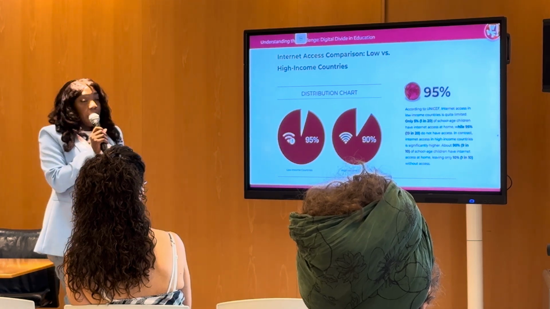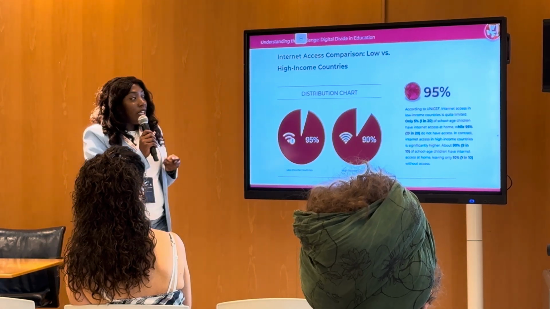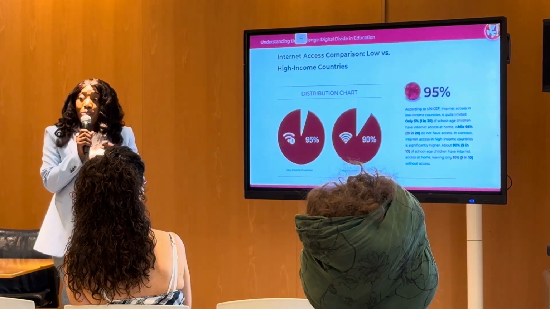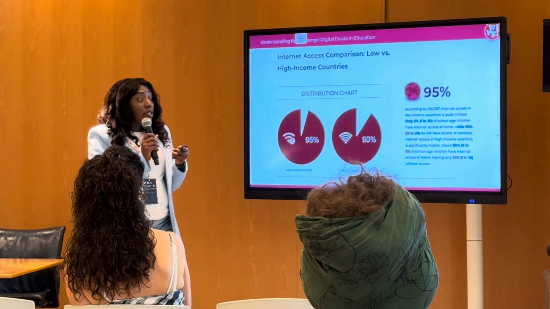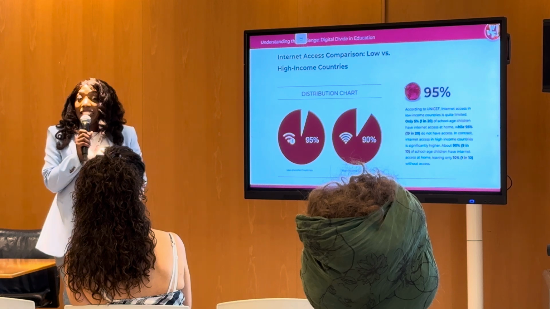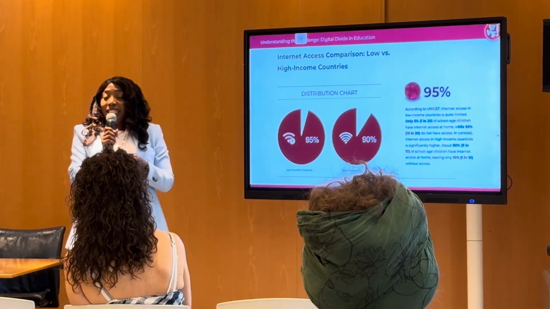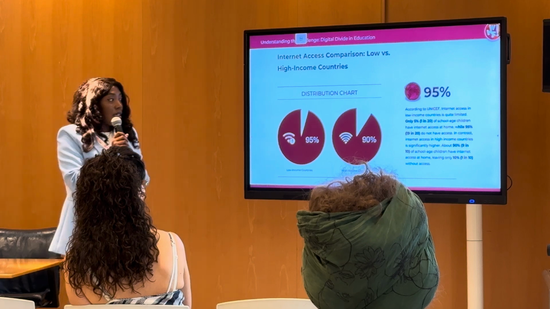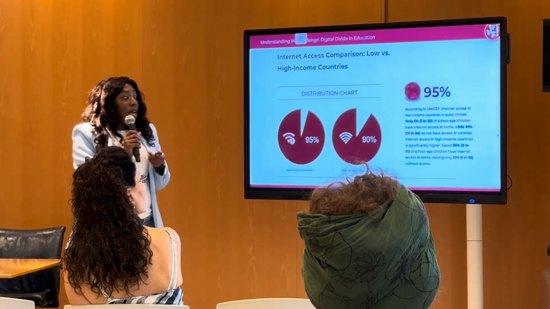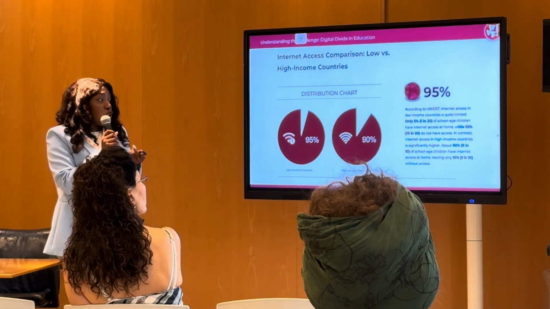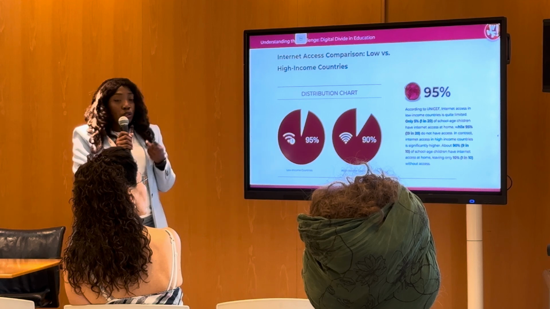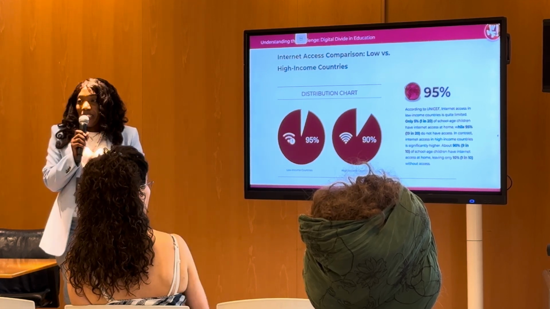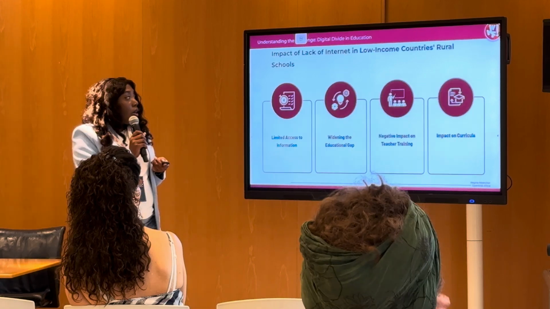So according to UNICEF, internet access in low-income countries is quite limited. If we're saying only 5%, we're saying 1 in 20 school-age children have internet access at home. Meaning that 19 children in 20 don't have internet access. In high-income countries, a high proportion of 90% of school children have access to the internet. And we're saying 9 in 10 children have access to the internet.